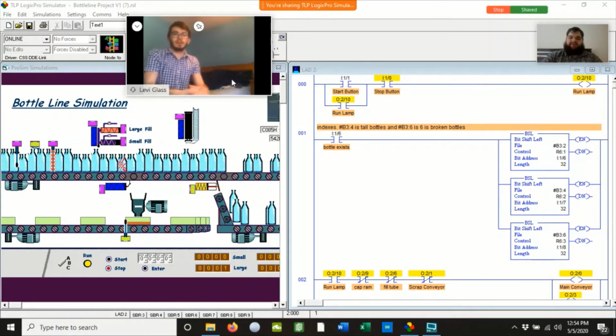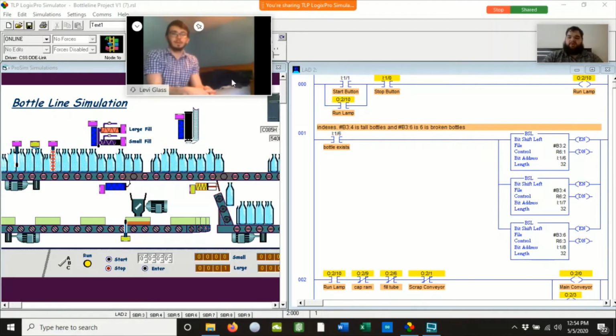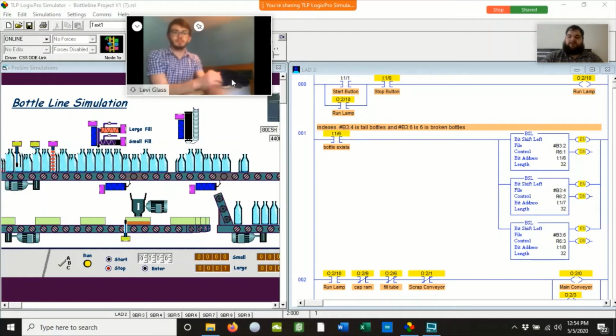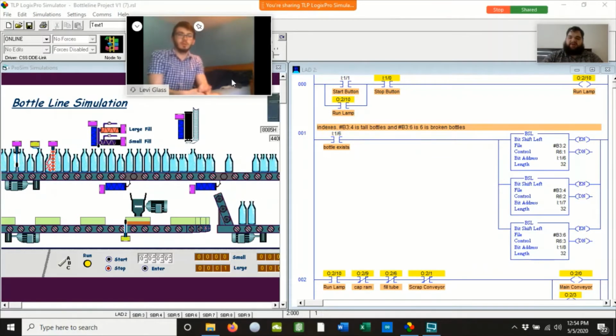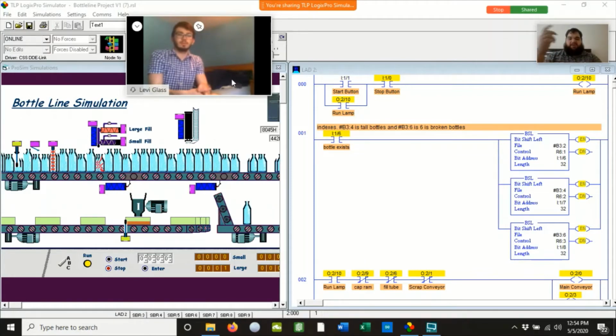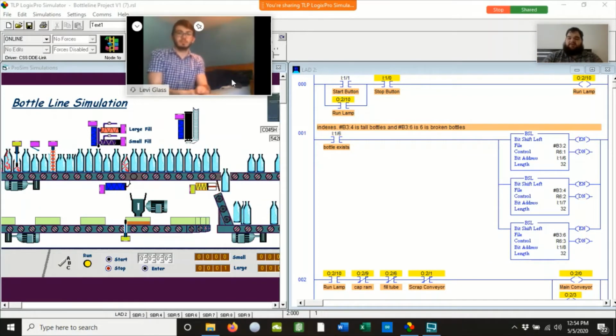And my name is Stephen Sutton. We'll be going through our code. As you can see, our simulator is currently running. That just makes it look nice and makes it easier to run through. I'll stop it before it gets too out of hand. But Levi, you go ahead and explain the first rung here.